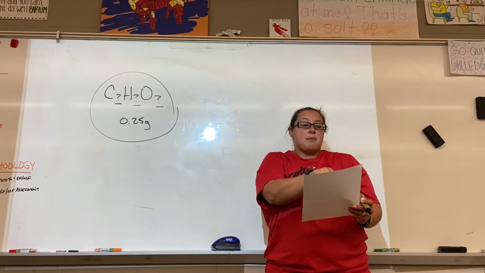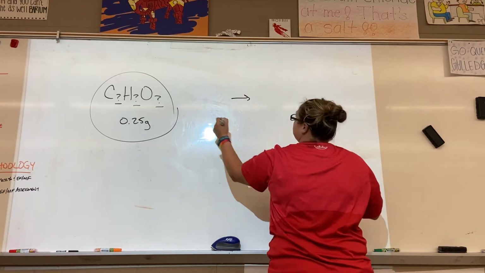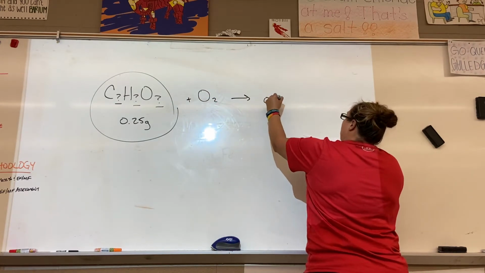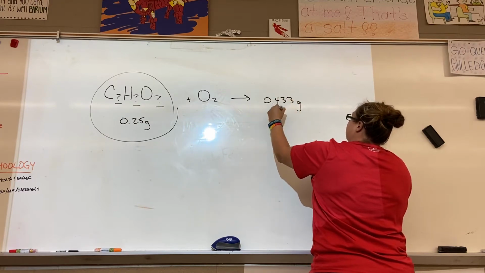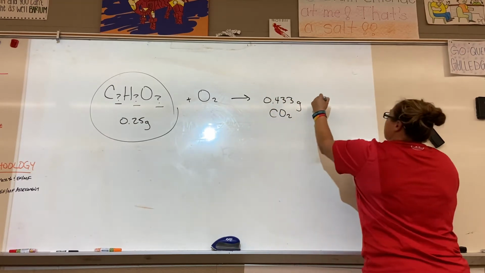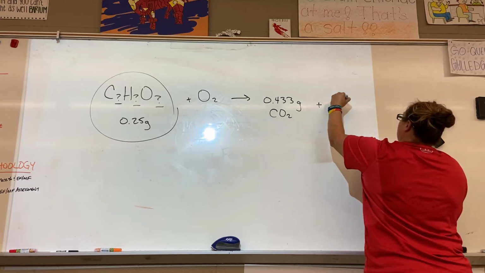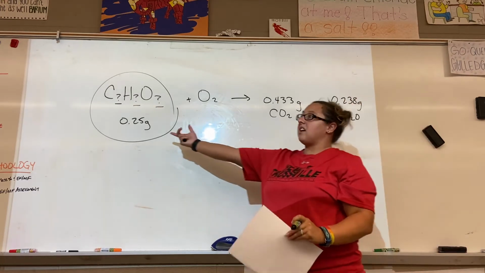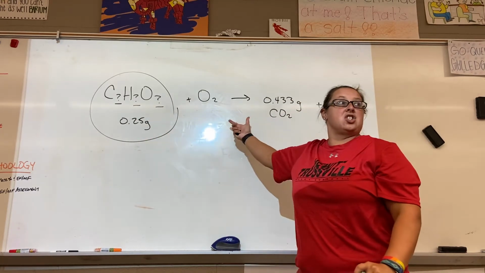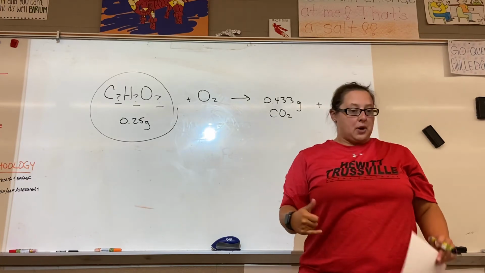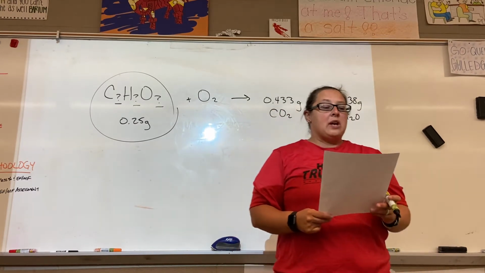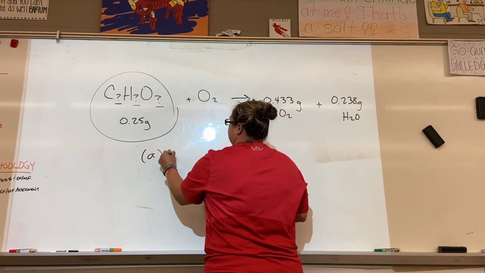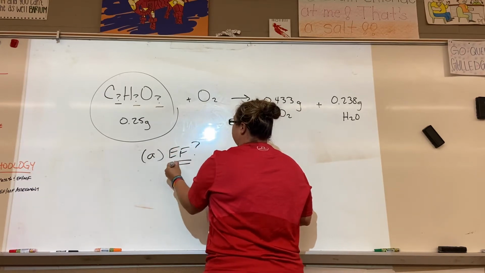So they're taking this sample and burning it. If I take it and burn it, meaning reacting it with O2, it is going to produce 0.433 grams of CO2, and it's also going to produce 0.238 grams of H2O. Do you see how you're basically taking this unknown sample and reacting it with oxygen to get these two products, okay? So we want to be able to do a number of things. Part A wants us to find the empirical formula, okay?